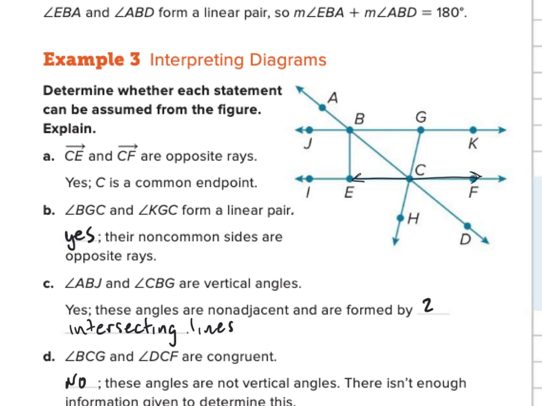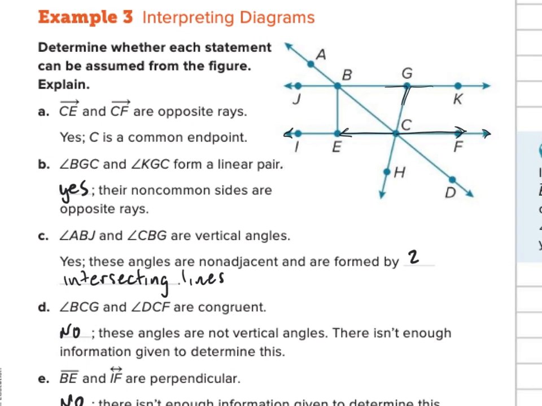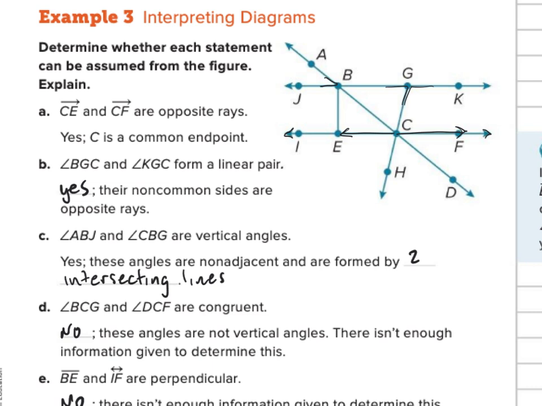Rays CF and CE are opposite rays, so they have a common endpoint and form a straight line. I can see the line right here. BGC and KGC are a linear pair because their non-common sides are opposite rays. ABJ and CBG are opposite angles, so they're vertical, so they are congruent.